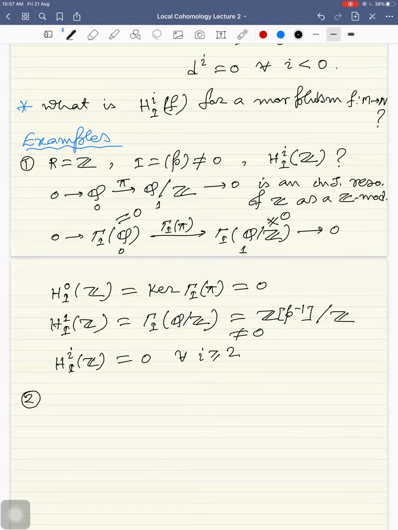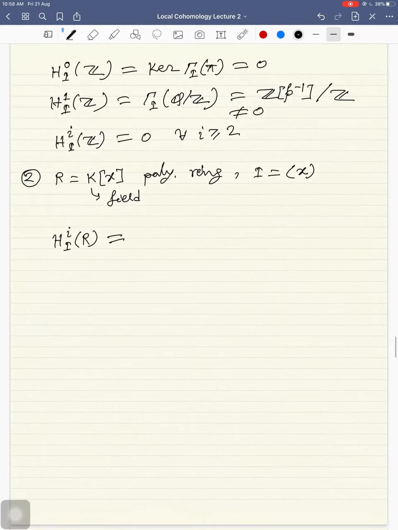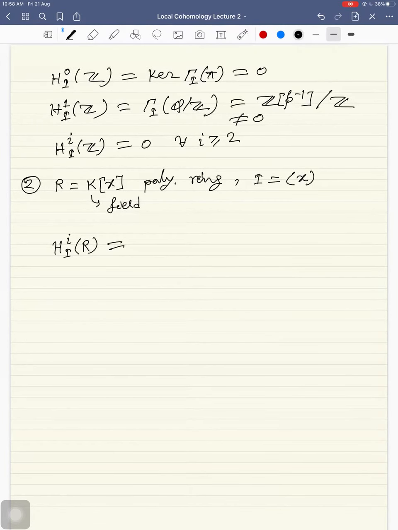In a similar way, consider the polynomial ring in one variable over a field, where K is a field, and you consider the ideal generated by the variable X. Then in the same way you can construct the ith local cohomology module of R with respect to the ideal I. It is just 0 if i is not equal to 1, and this is K polynomial ring in X inverse modulo K polynomial ring in X if i equals 1.